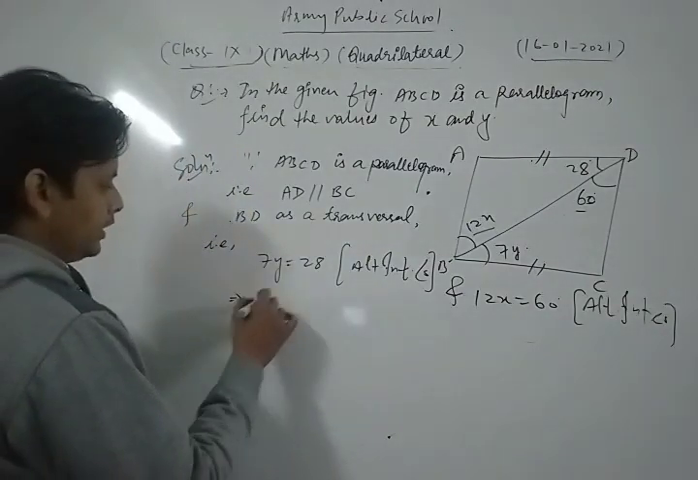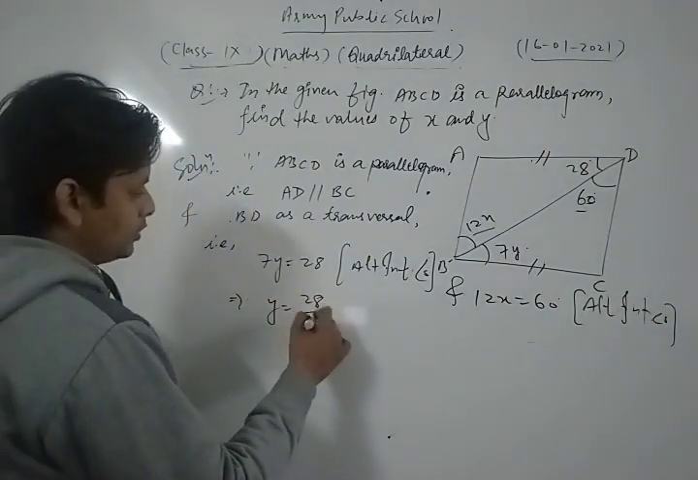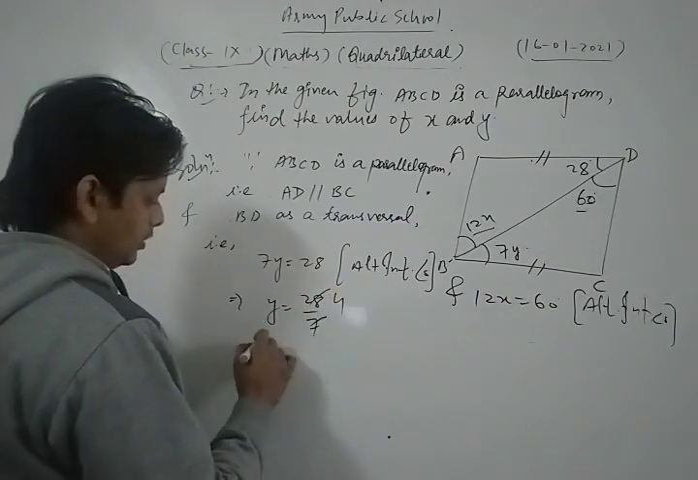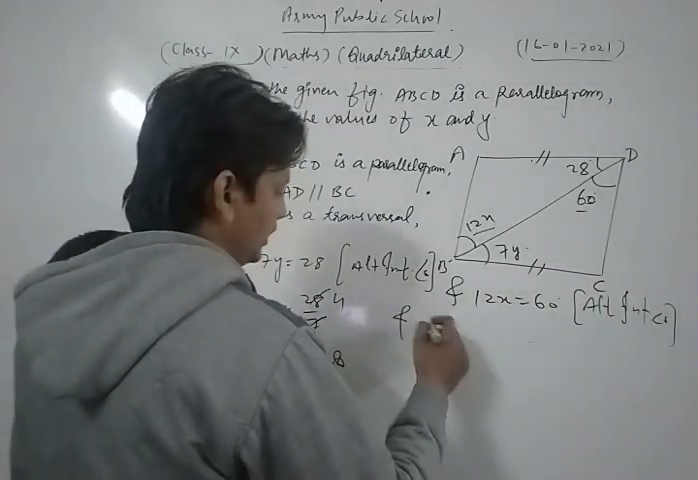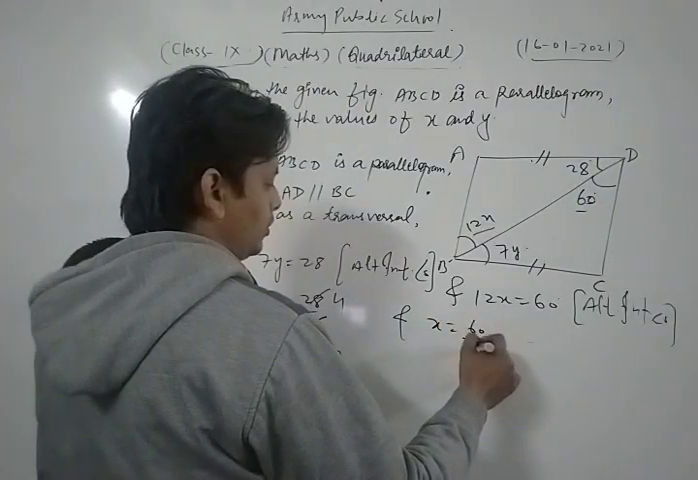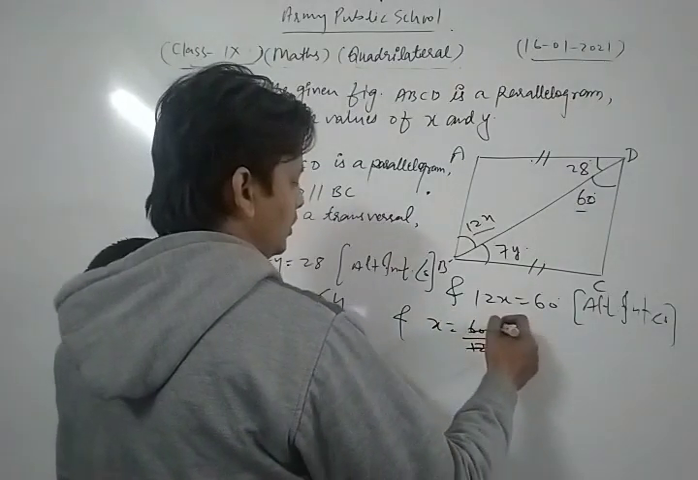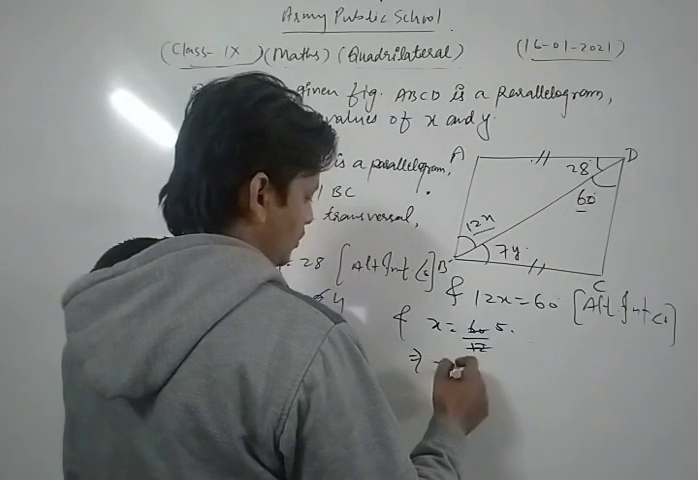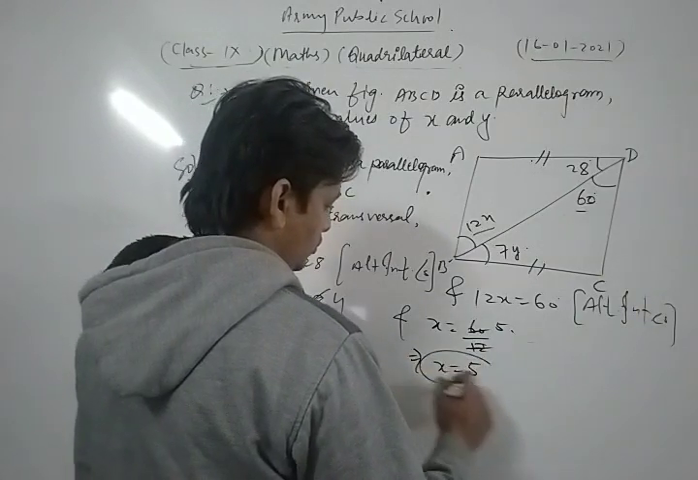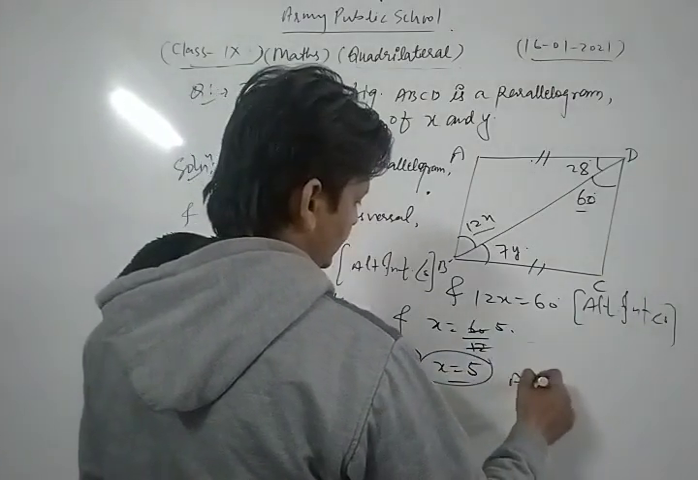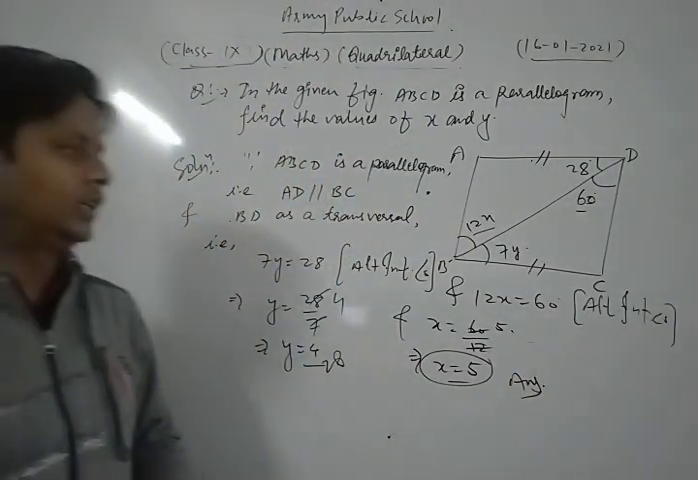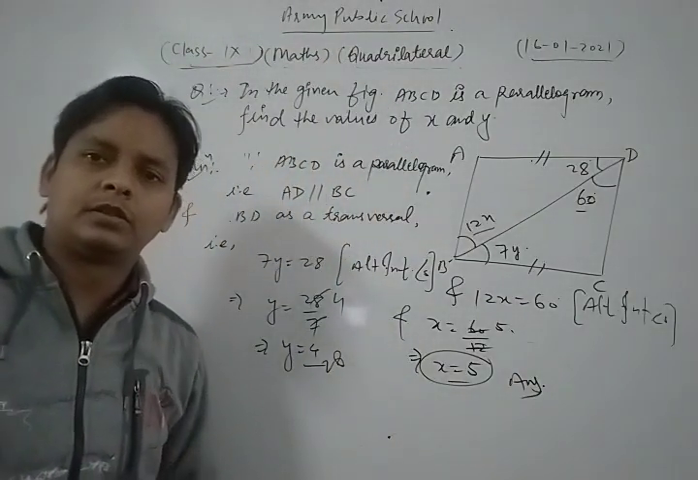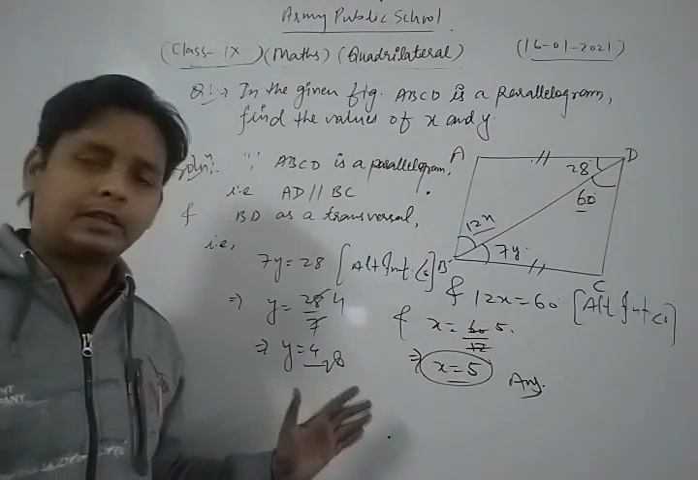Thus, from there we get y is equal to 28 upon 7, then 7 4s are 28. This is the value of y, 4. And from there the value of x is 60 upon 12. 12 5s are 60, so the value of x is equal to 5. This is another answer. Thus, dear friends, this is the method to solve that type of questions.